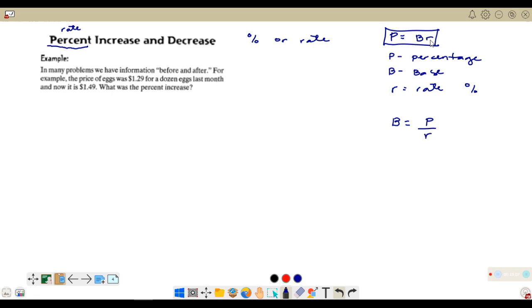What if ang nawawala naman ay si R? So, si R, we have P over B. Ngayon, ba't inintroduce ko na ulit or nireview natin tong tatlong importanteng formula na to? Kasi dito, sa topic natin na to, we are looking for the rate. Ito, si percent increase or decrease. Therefore, we are going to make use of this formula the most. So, tingnan natin yung example.